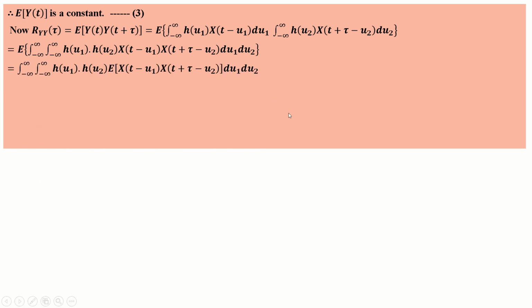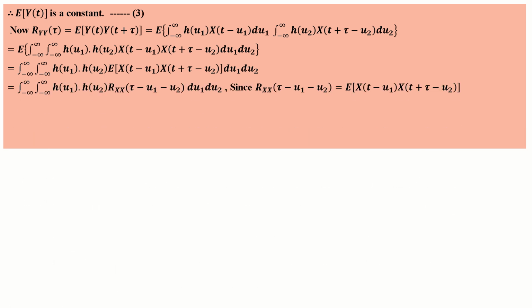Now we are taking the expectation over the x values, because x is the one having t. So the double integral from minus infinity to plus infinity of h(u1) h(u2) times the expected value of x(t minus u1) x(t plus tau minus u2) du1 du2. The expected value of x(t minus u1) x(t plus tau minus u2) is of the form expected value of x(t) x(t plus tau).